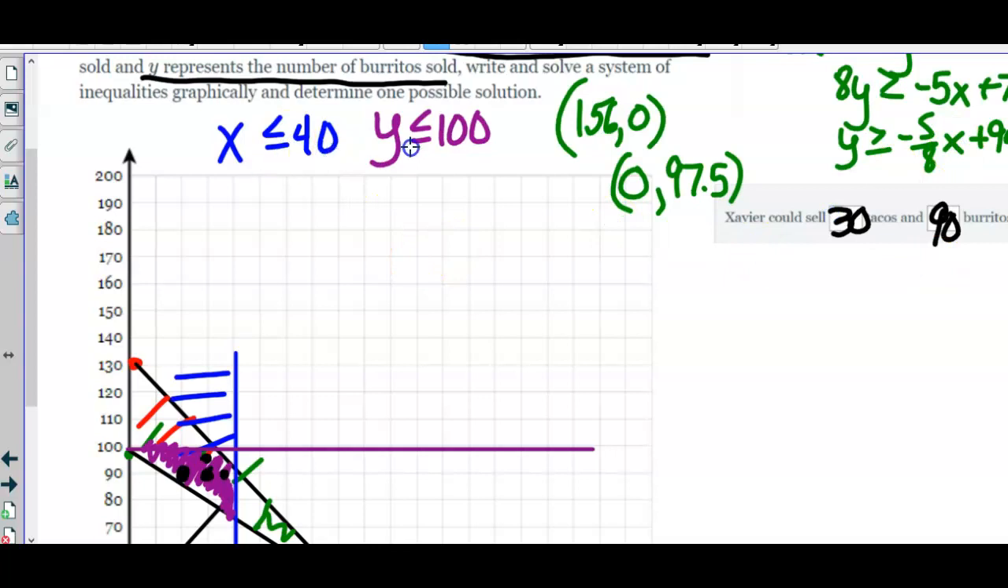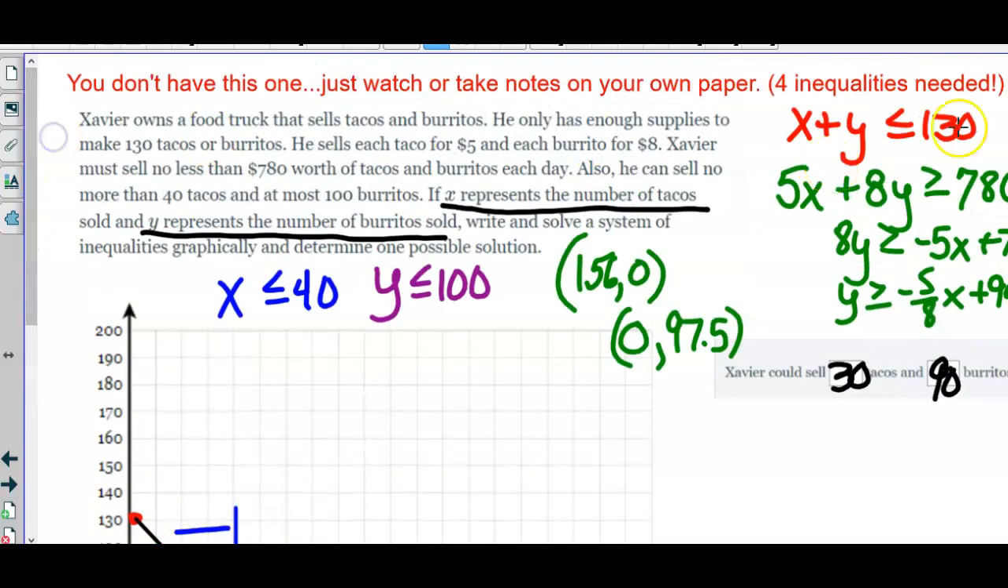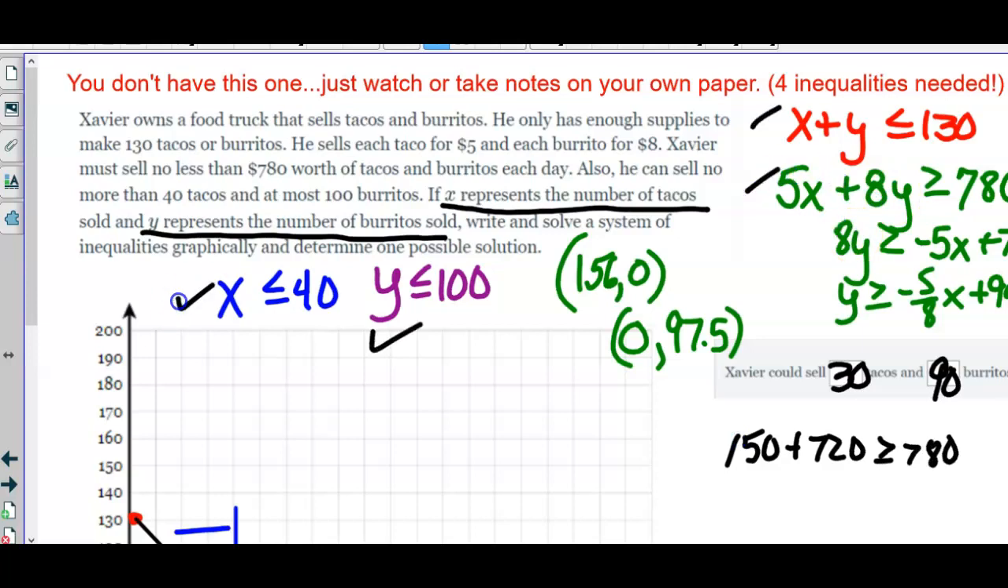Now you could check it in all of these equations. Our x is less than 40, our y is less than 100. They add up to 120, which is less than 130. If you put it in here, you would get 150 plus 720, which is greater than 780. So it checks in all 4 equations there.